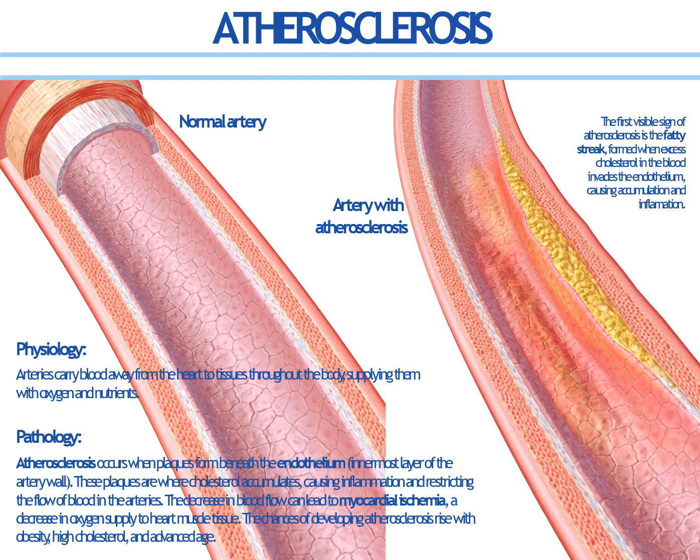The chances of developing atherosclerosis rise with obesity, high cholesterol, and advanced age. So we can see here the normal artery, what it looks like, but with the atherosclerosis artery, the first visible sign is the fatty streak formed when excess cholesterol in the blood invades the endothelium, causing accumulation and inflammation.